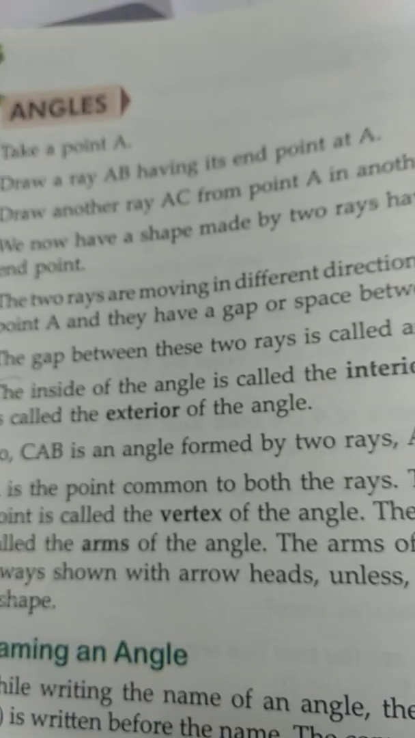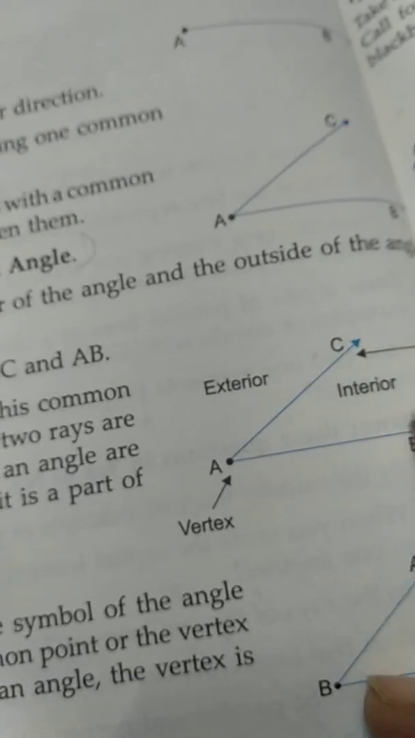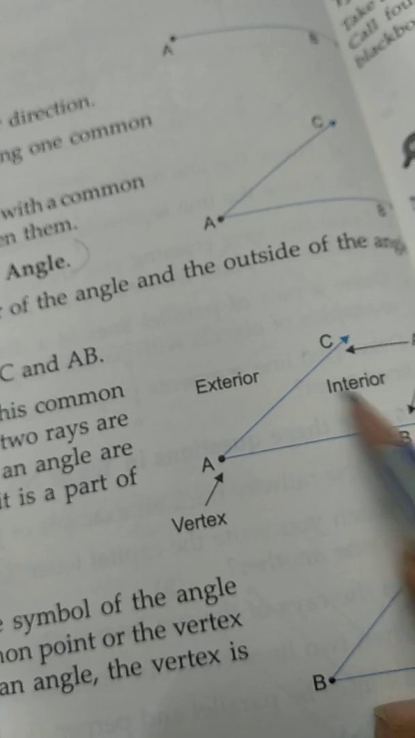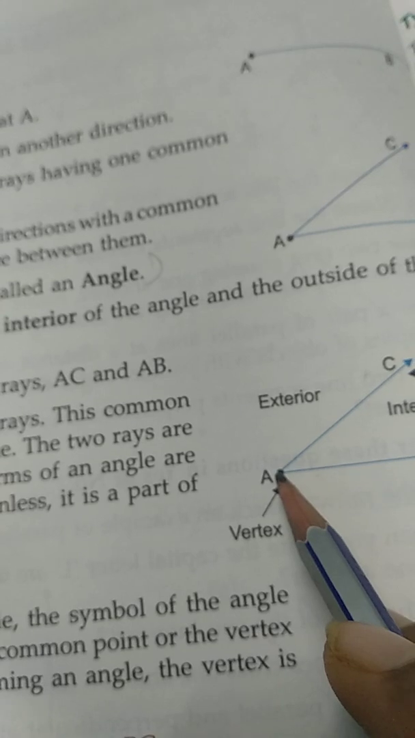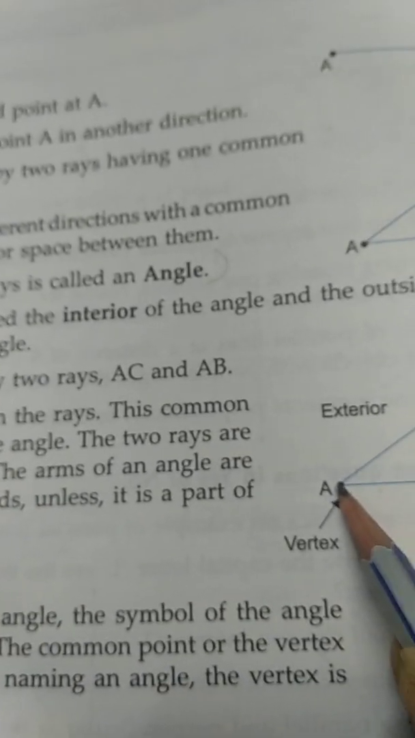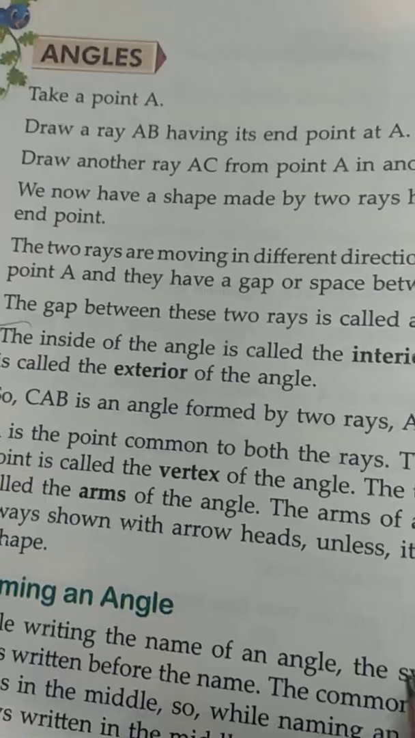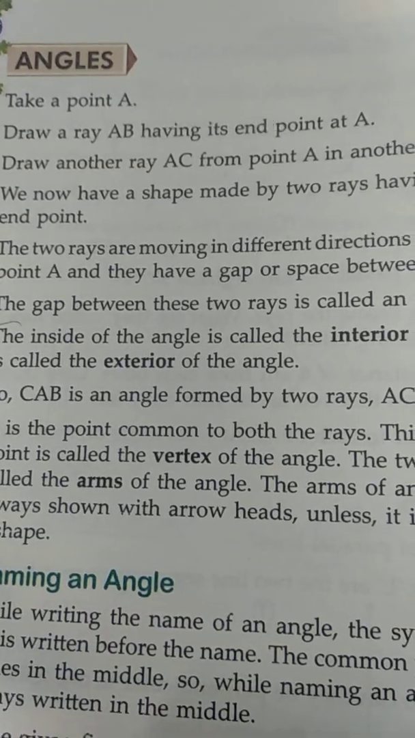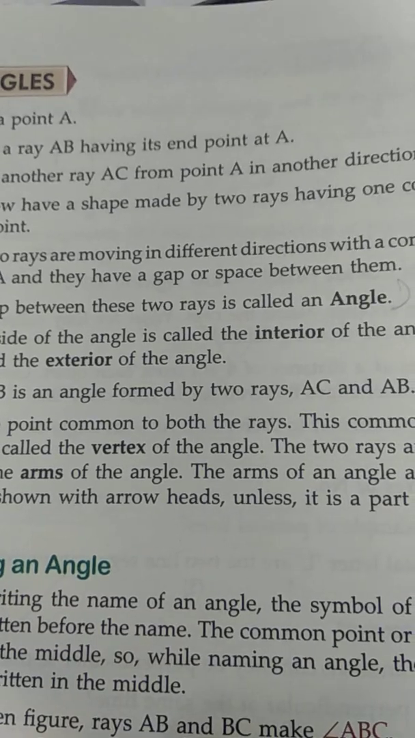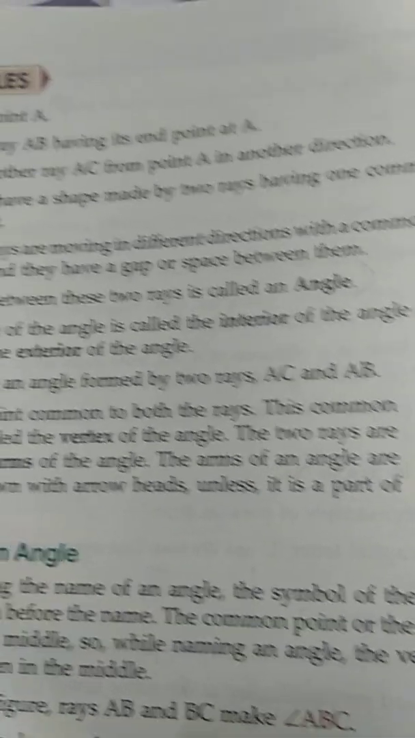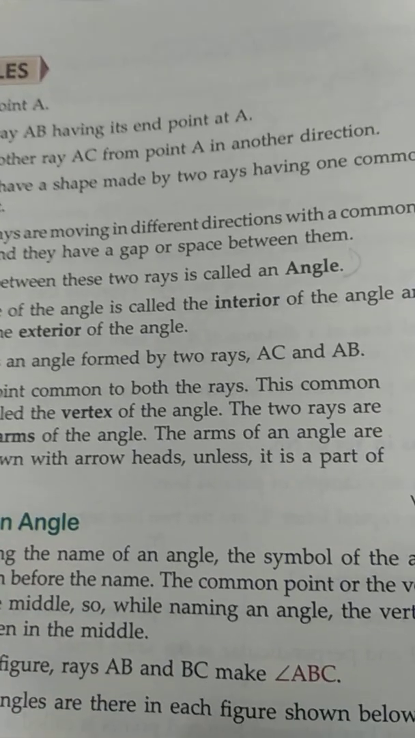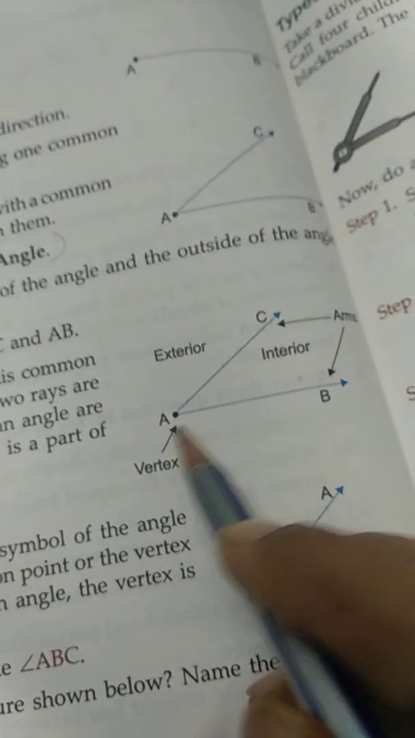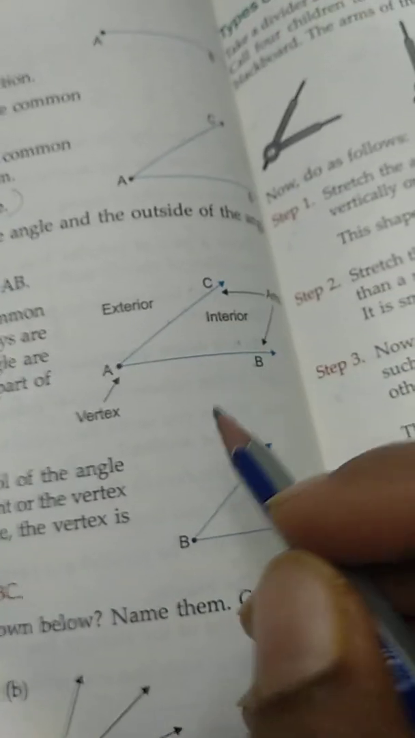Okay. The inside of the angle is known as the interior. The outside is known as the exterior, and where both angle lines meet, that is known as the vertex. Because this is the common point from where the rays are coming. So a common point is called the vertex of the angle. The two rays are called the arms. Now AC is one arm and AB is the other arm of the angle.